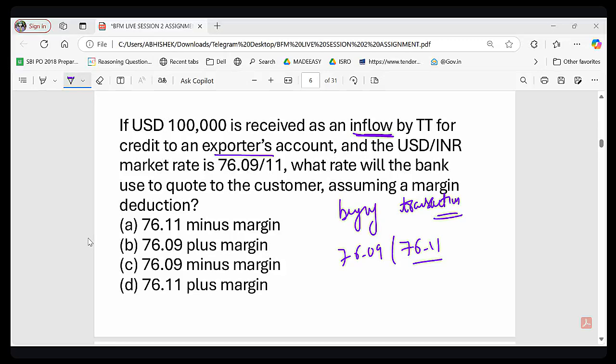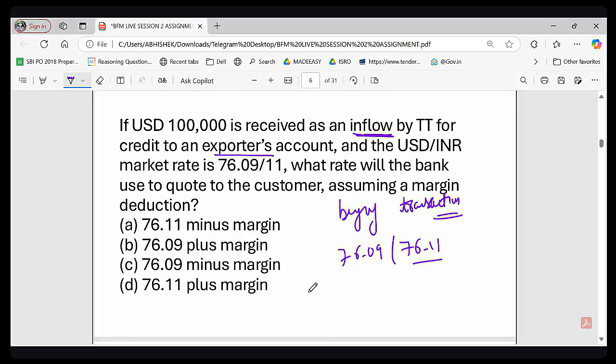The reason is that the bank always deducts a margin while buying foreign currency to cover its cost and ensure a profit. So the bank is buying here, it is basically a buying transaction. The bank will always want to buy at a lower price, that is why we subtract the margin here. Margin will be subtracted because the bank always deducts margin while buying foreign currency. Now let's put it all together.